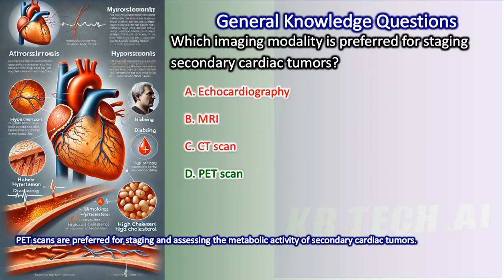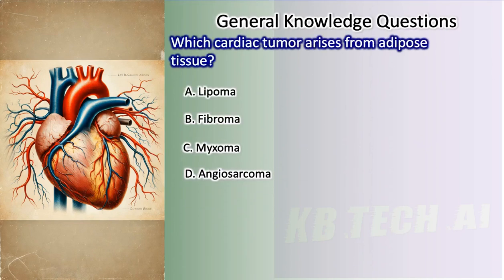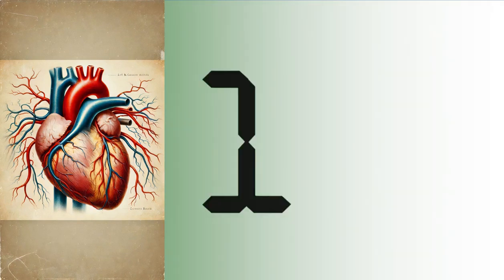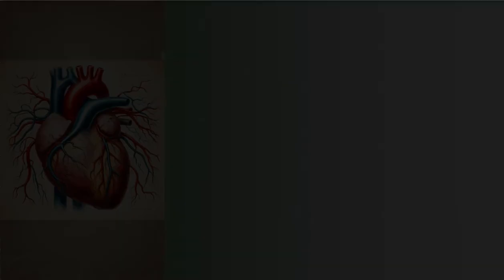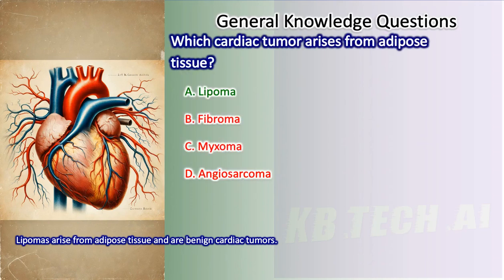PET scan. Which cardiac tumor arises from adipose tissue? Option 1. Lipoma. Option 2. Fibroma. Option 3. Myxoma. Option 4. Angiosarcoma. The answer is option 1.